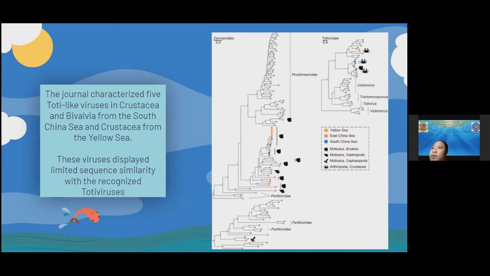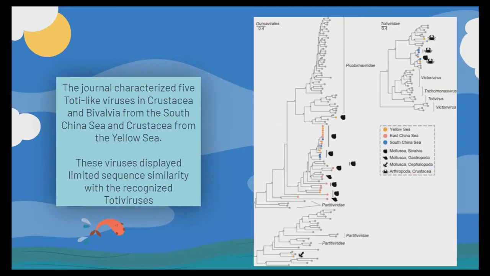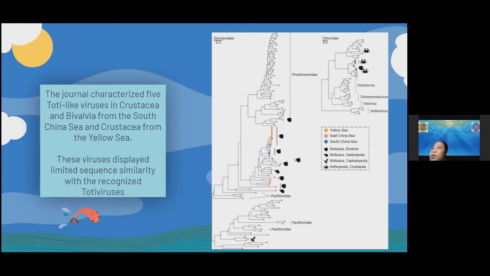Phylogenetic analysis revealed a clustering of Bivalvia Gabrielle-like virus N1 from the South China Sea with Crustacea Gabrielle-like virus H3 from the Yellow Sea, suggesting possible host sharing between different species during evolution. The journal also observed possible host sharing within the same sea, as it found that Crustacea Gabrielle-like virus N1 in Charybdis variegata and Crustacea Gabrielle-like virus N2 in Scylla olivacea were clustered together and shared a high similarity. Thank you.